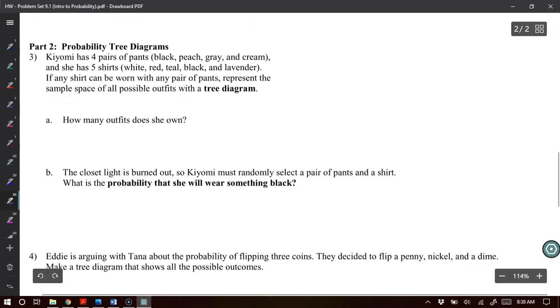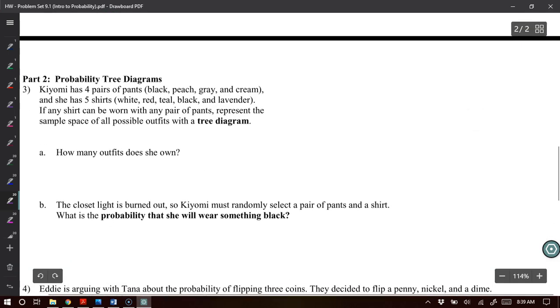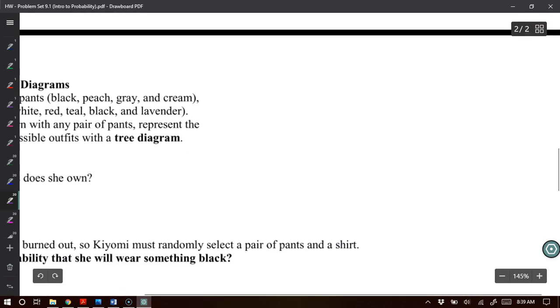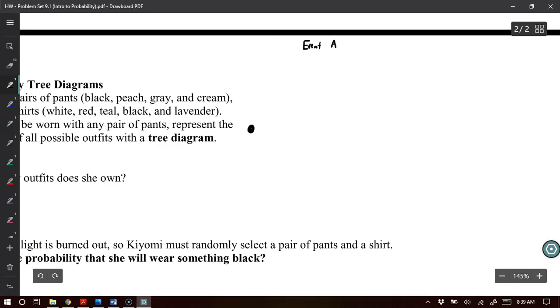Now let's look at part 2, which is tree diagrams. This one talks about 4 pairs of pants. You have black, peach, gray, and cream, and you have 5 shirts. Draw a tree diagram to represent this situation. I'm going to have to zoom in and give myself a lot of workspace. The way a tree diagram works is we start off here and we branch off to the first event. We can look at it as event A, and this event A is the types of pants.